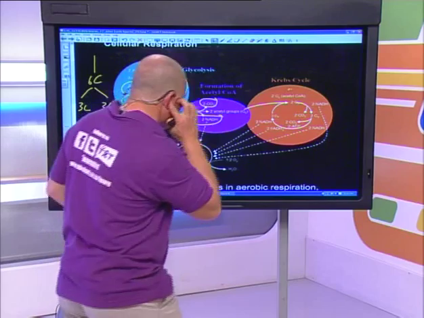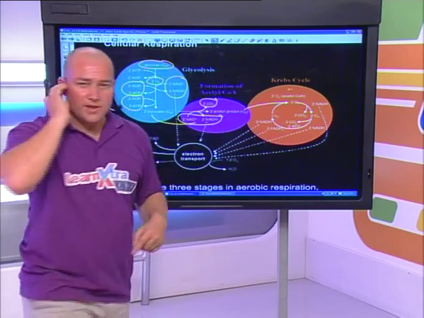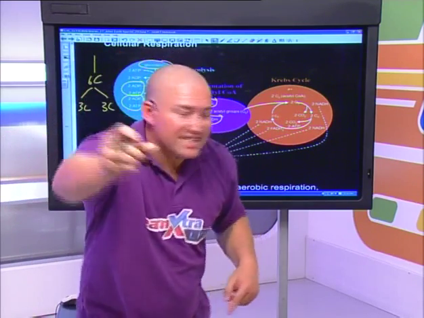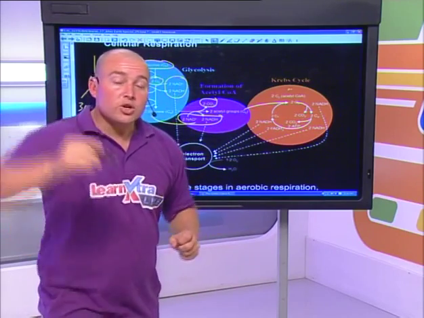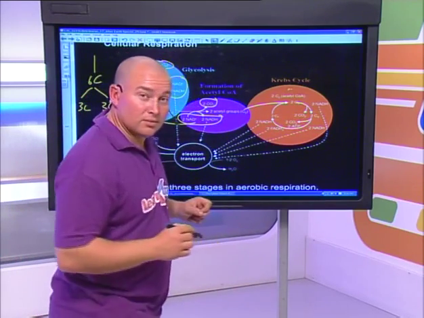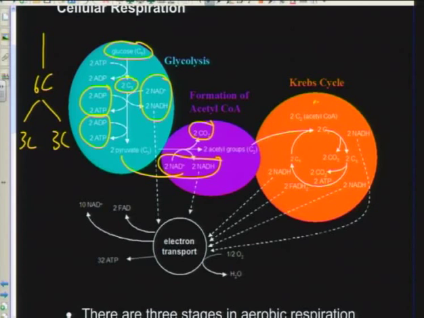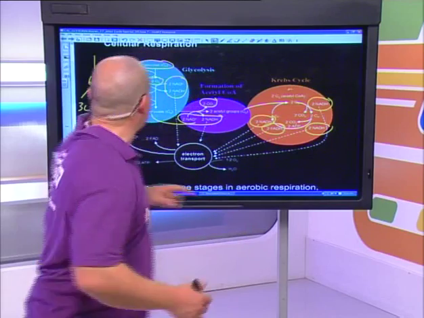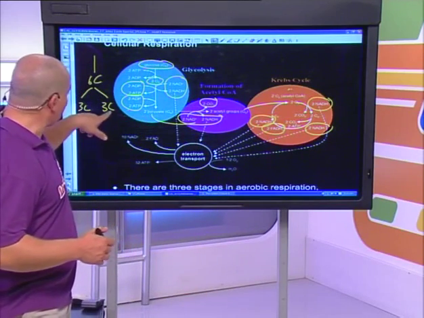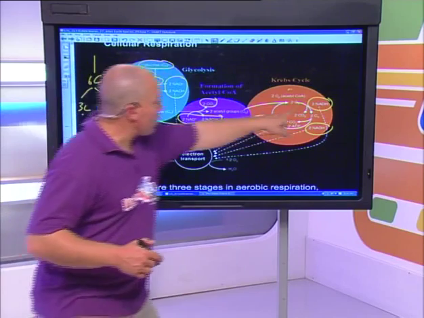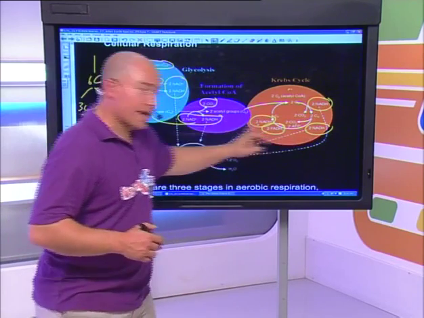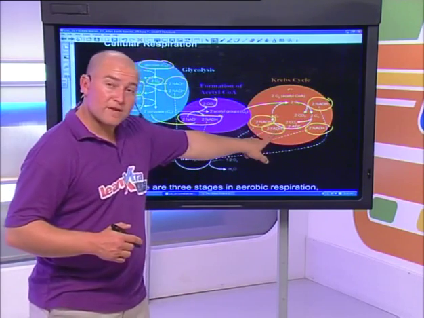Okay, then we're going to go into this Krebs cycle. Now, the Krebs cycle, you don't need to know in the detail that I've put it here. All you need to know is in the Krebs cycle we make three NADHs, and we make one FADH per Krebs cycle. And remember, there's two of them. So that's why they say two NADH, two NADH, two NADH, and two FADH.